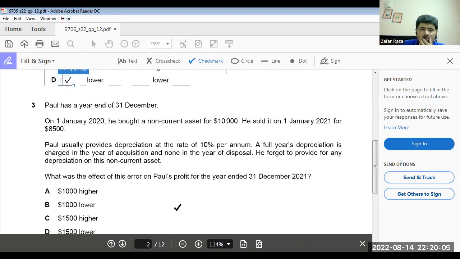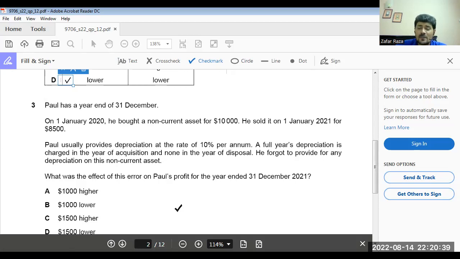Okay. Paul has a year end of 31st December. On 1st January 2020, he bought a non-current asset for 10,000. He sold it on 1st January 2021 for $8,500. Paul usually provides depreciation at the rate of 10% per annum. A full year's depreciation is charged in the year of acquisition and none in the year of disposal. He forgot to provide for any depreciation on this non-current asset. What was the effect of this error on Paul's profit for the year ended 31st December 2021?